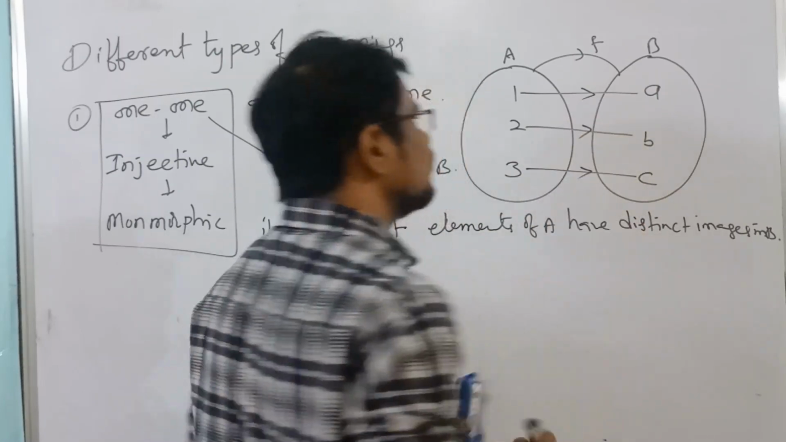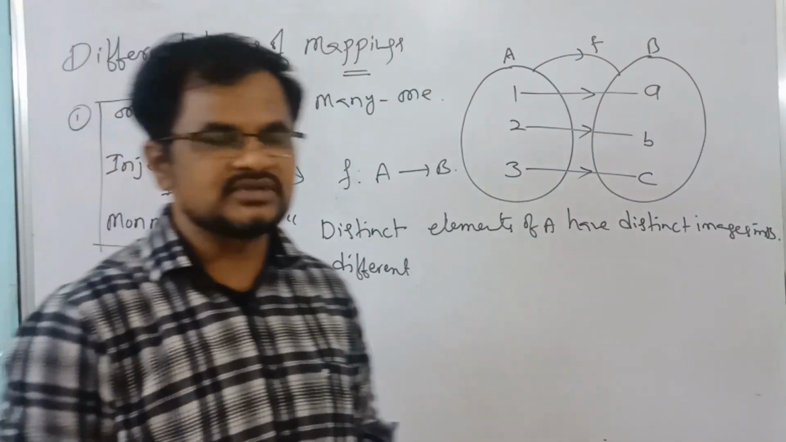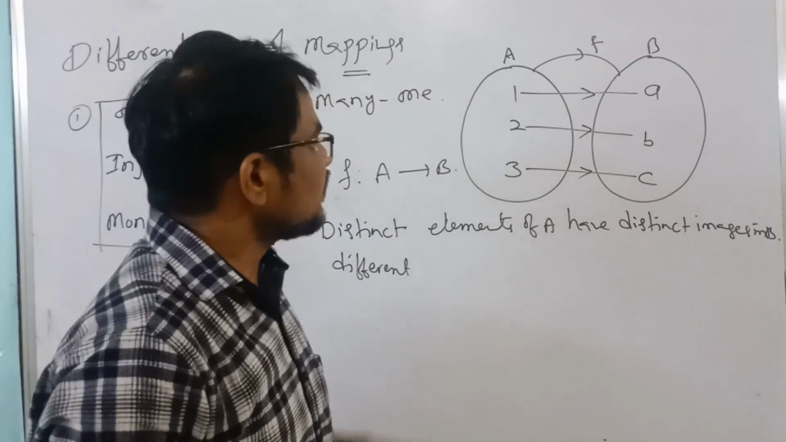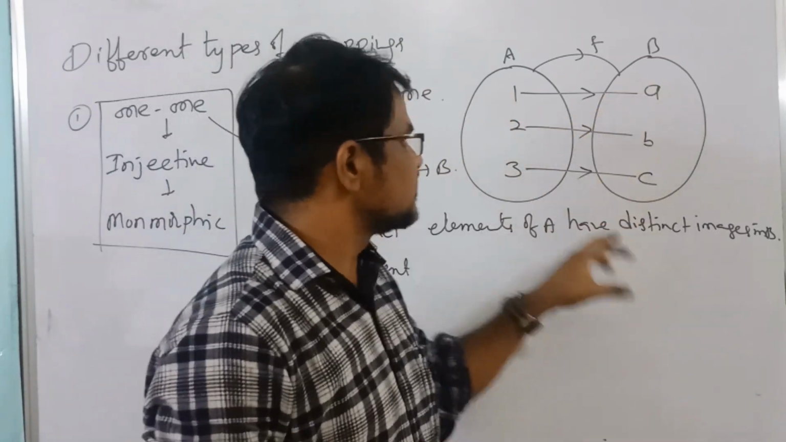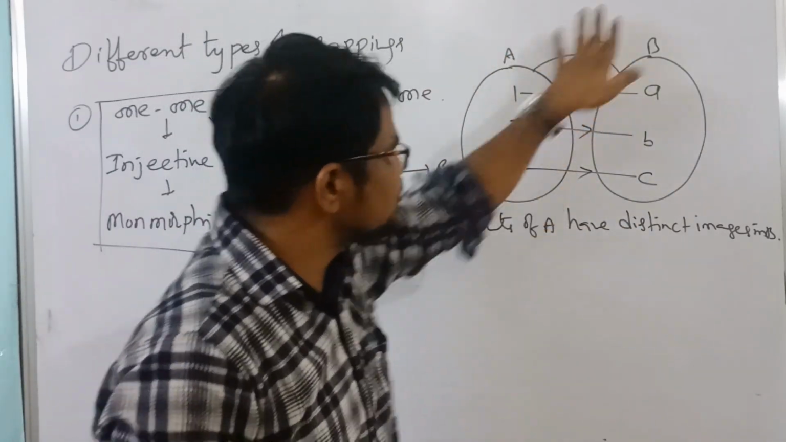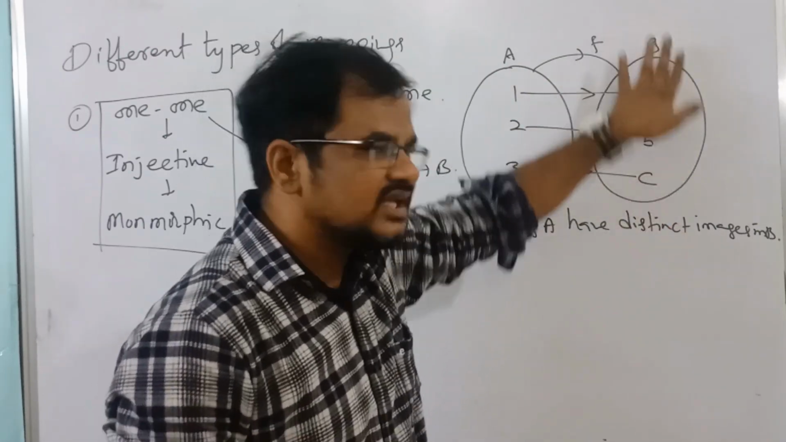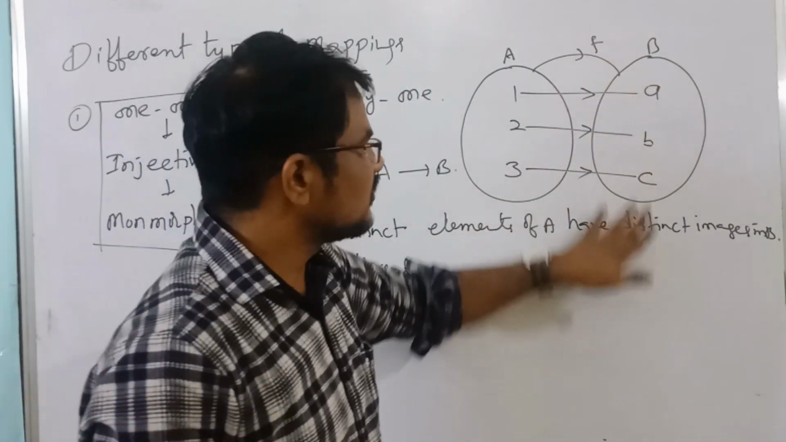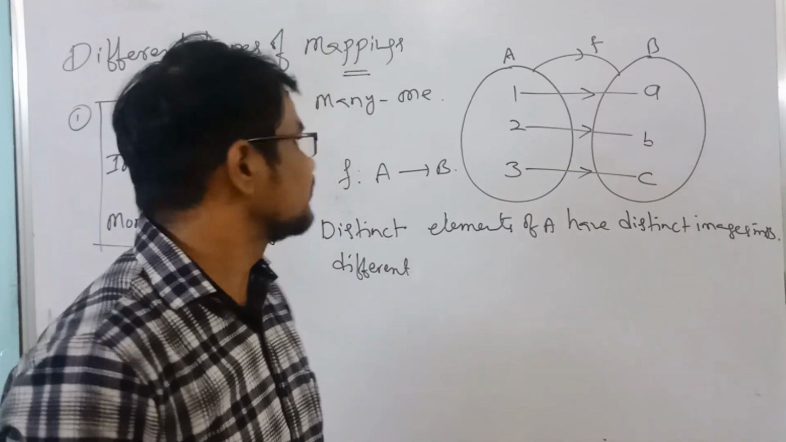This is called a 1-1 function. Verbally, if you take 1, 2, 3 and A, B, C, distinct elements of A associate with distinct elements in B. So this is one example of a 1-1 function.